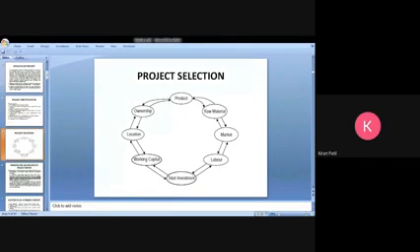Yes, sir. Okay. So today we shall start with the project selection. How a project is selected, what are the different parameters that one needs to consider while selecting a particular project. Project selection starts once the entrepreneur has generated a few ideas of projects.